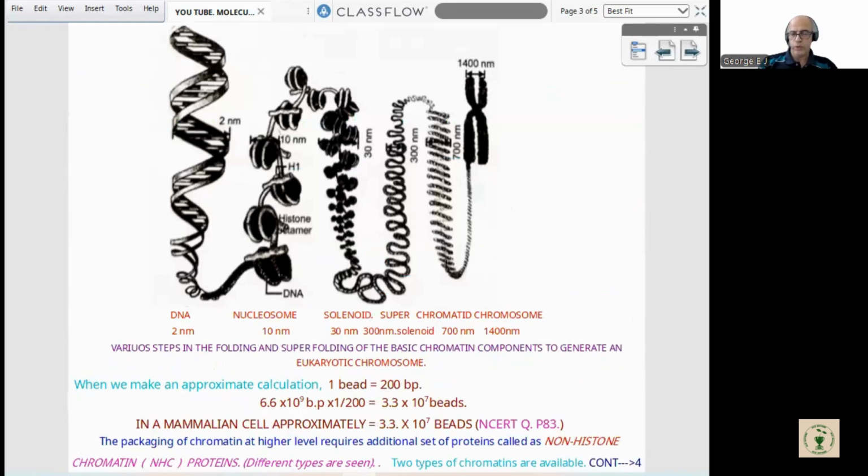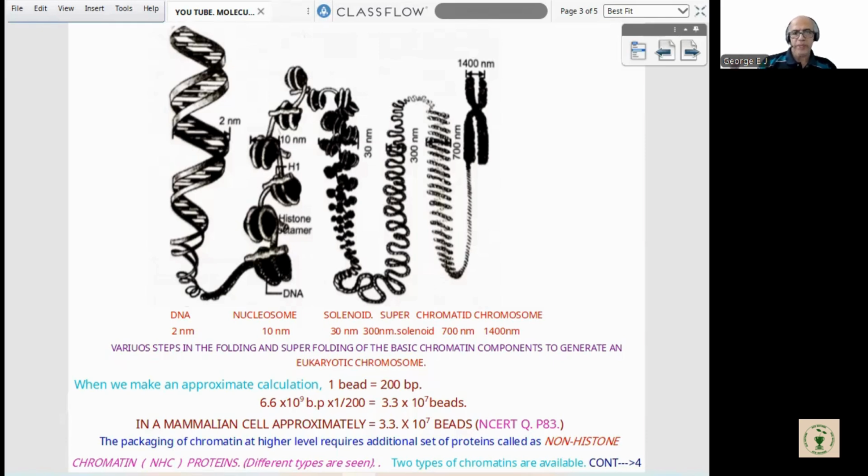Then we entered into how it has been arranged, starting with the DNA, nucleosome, solenoid, super solenoid, chromatid, chromosome: 2 nanometer, 10 nanometer, 30 nanometer, 300 nanometer, 700 nanometer, 1400 nanometer, and how this has been arranged. Then the calculation again: one bead, 200 base pairs. So 6.6 into 10 raised to 9 base pairs into 1 by 200, where 1 by 200 means one nucleosome per 200 base pairs. So 3.3 into 10 raised to 7 beads. In mammalians, there are approximately 3.3 into 10 raised to 7 beads, an NCERT question.